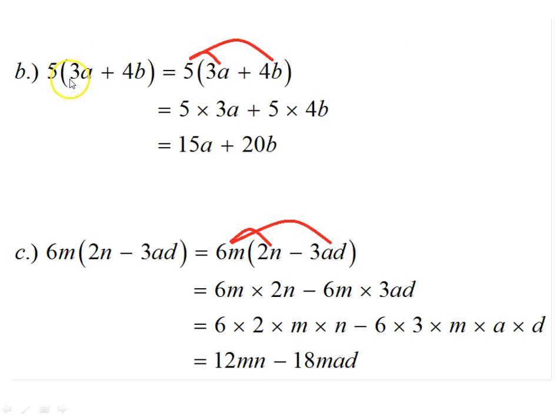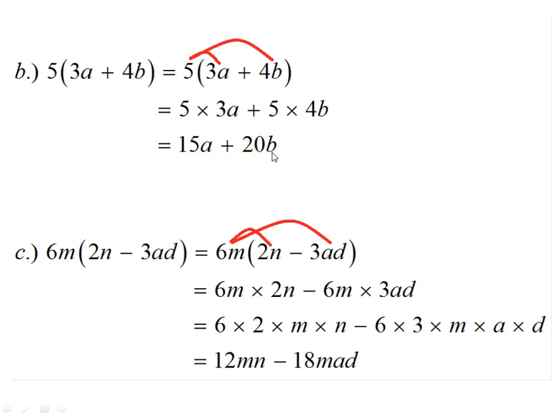Next set of brackets, 5 lots of 3a plus 4b in brackets. So we want 5 lots of this brackets here. Now, we could write out the 5 lots of 3a plus 4b, but an easier way is just to expand the brackets. 5 times 3a plus 5 times 4b. Well, 5 lots of 3a is 15a, and 5 lots of 4b is 20b. So expanding out the brackets gives us the equivalent expression 15a plus 20b.